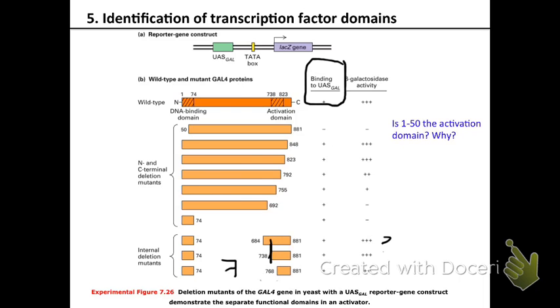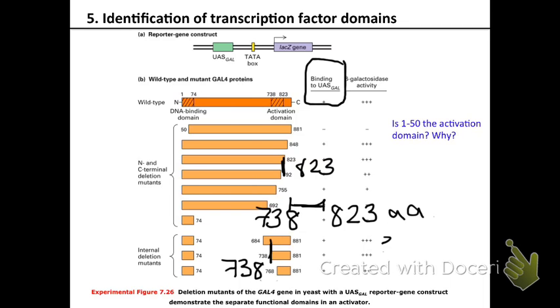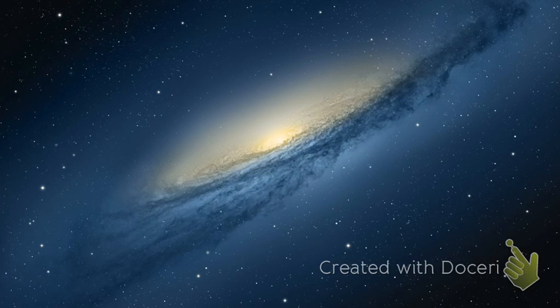Somewhere here, 738, and also it's starting somewhere here, 823, because that's the first region where you saw an effect, right? And then you say, okay, my activation domain is somewhere between 738 and 823 amino acids, right? Does that make sense? All right, so that's how you basically determine where your activation domain is going to be.